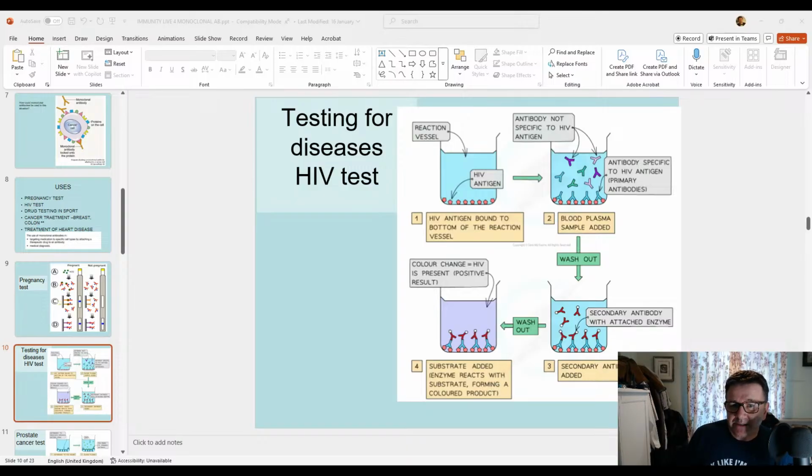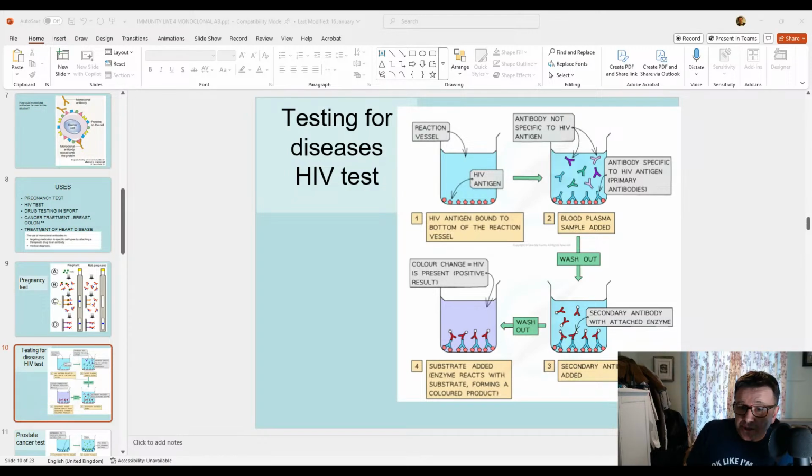The HIV antigen is bound to the bottom of the reaction vessel. The reaction vessel is usually a plastic well, and there are lots of different little indentations in it. And then you've got an antibody specific to the HIV antigen, which is the primary antibody. So you add the blood sample, okay? And if HIV is present, it will attach to the antibody. Primary antibodies will attach to the antigen.